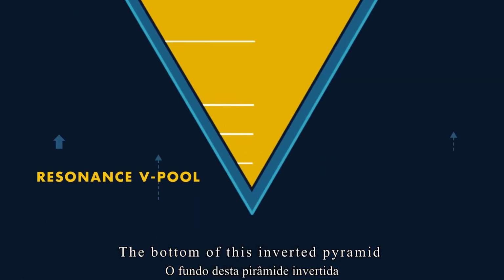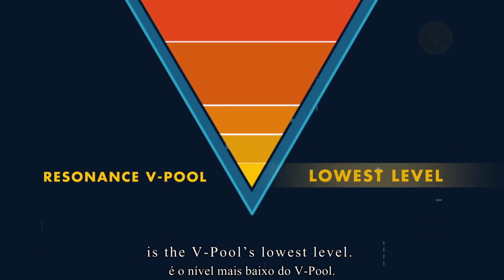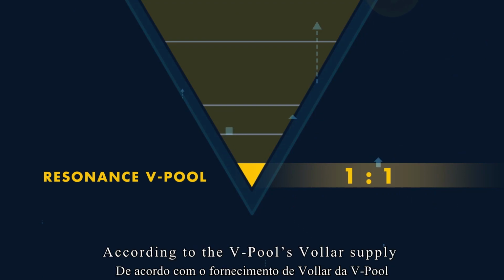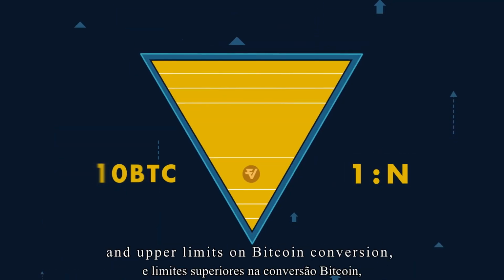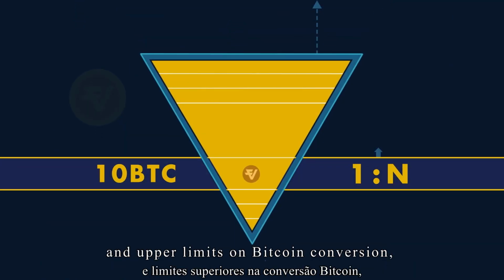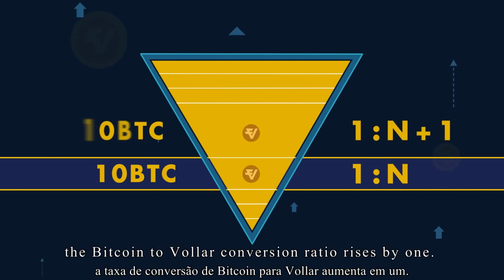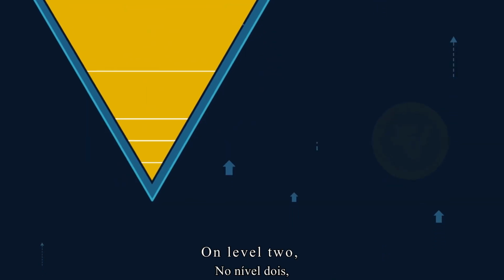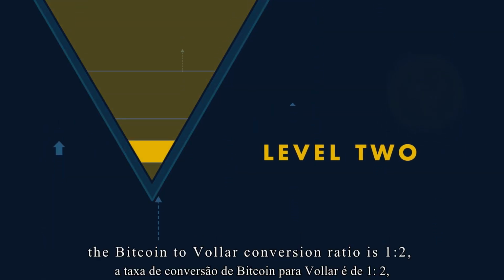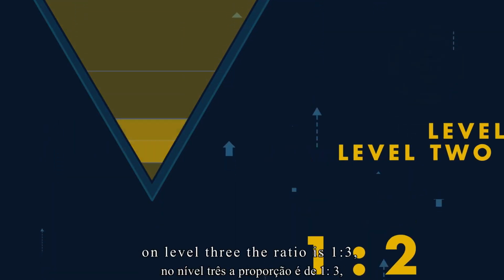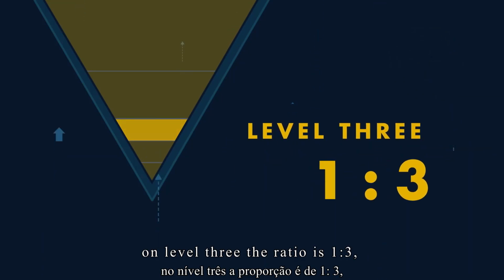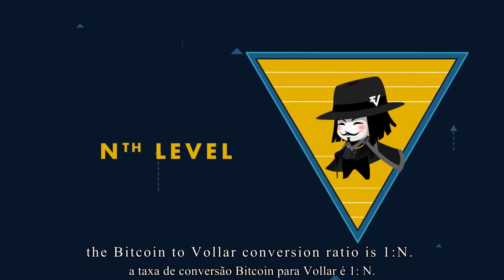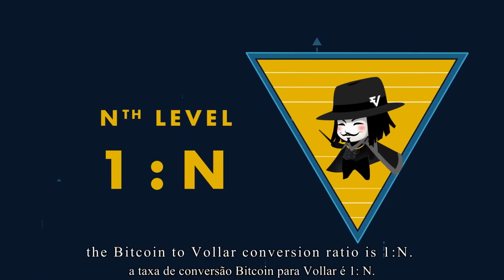The bottom of this inverted pyramid is the V-pool's lowest level. At this level, the Bitcoin to Vollar conversion ratio is 1 to 1. According to the V-pool's Vollar supply and upper limits on Bitcoin conversion, at every one level increase, the Bitcoin to Vollar conversion ratio rises by 1. For example, on level 2, the Bitcoin to Vollar conversion ratio is 1 to 2. On level 3, the ratio is 1 to 3. And so it goes on for all other levels. On the nth level, the Bitcoin to Vollar conversion ratio is 1 to n.